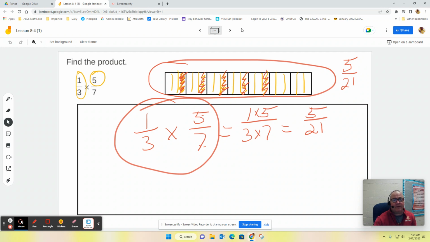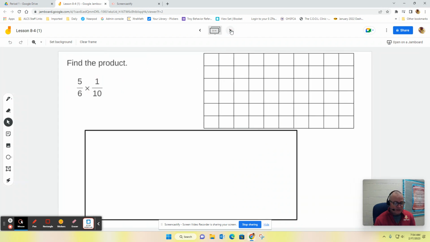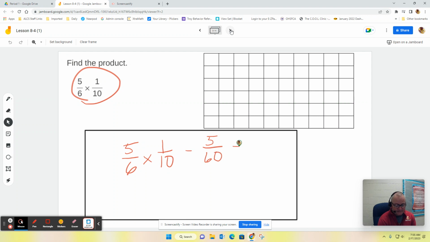We're going to look at a problem that looks similar to this too. So now we've got find the product of 5/6 times 1/10. Sometimes it's easier to do the math first. So I might do 5/6 times 1/10. I know 5 times 1 is 5, 6 times 10 is 60. But I also know I can simplify that, because 5 over 60 is the same thing as 5 divided by 5, which is 1, and 60 divided by 5, which is 12. So we can do that math, which is fine. We can also use the model.